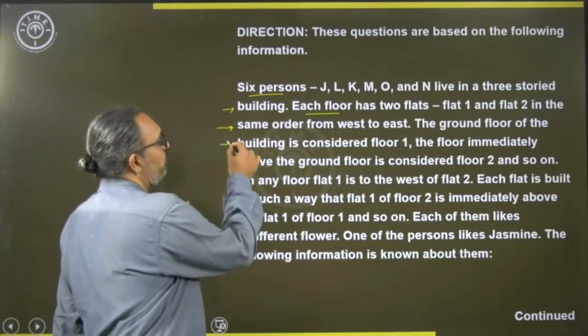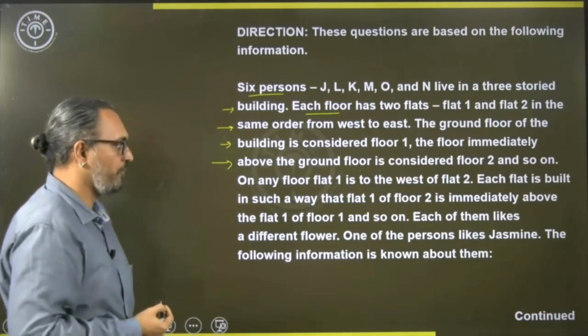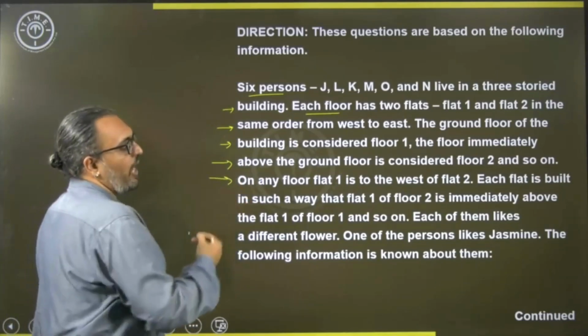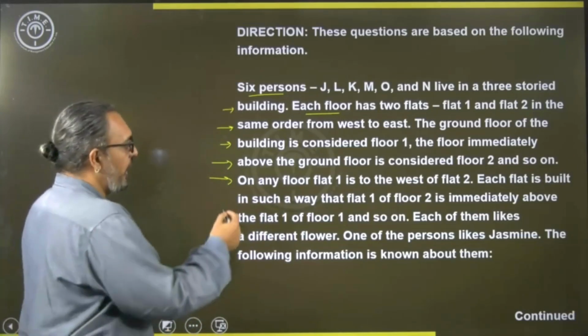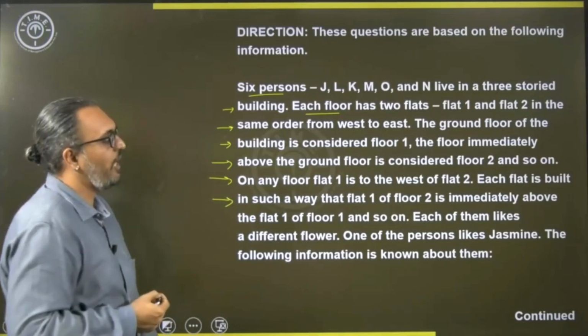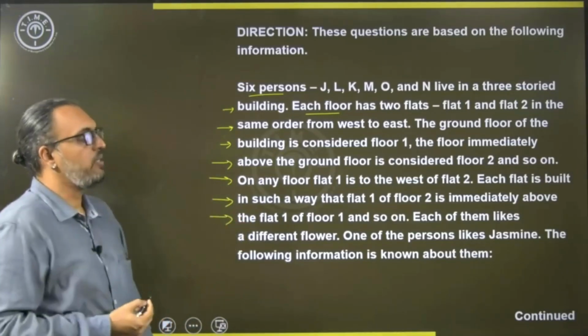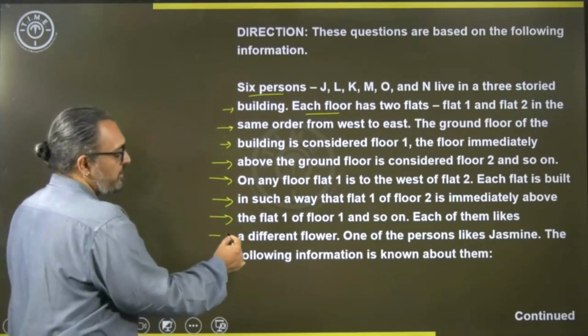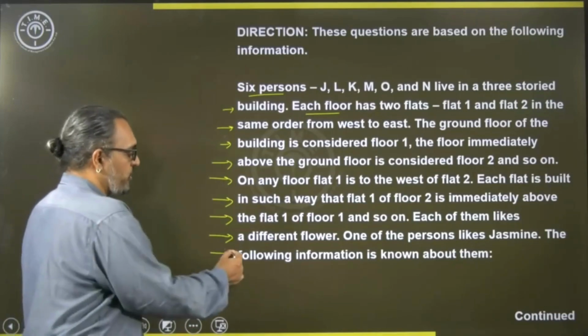It says ground floor of the building is considered floor 1, floor immediately above the ground floor is floor 2 and so on. On any floor, flat 1 is to the west of flat 2, which is left side of flat 2, and each flat is built in such a way that flat 1 of floor 2 is immediately above flat 1 of floor 1 and so on. Each of them likes a different color. One of the persons likes jasmine. The following information is known.